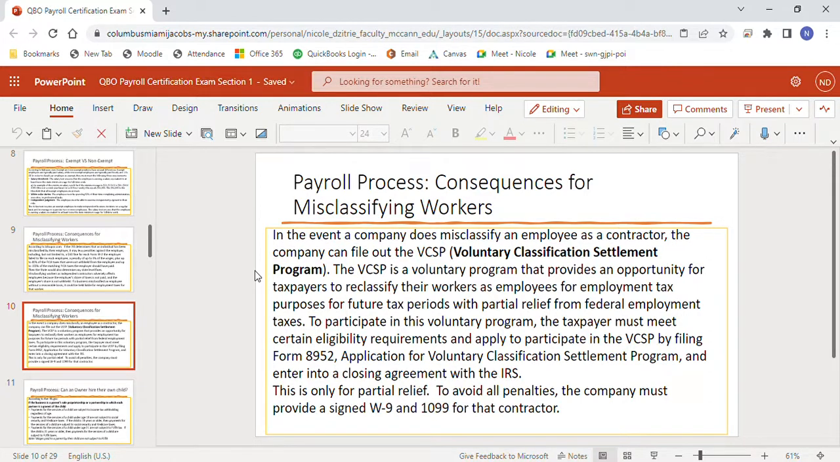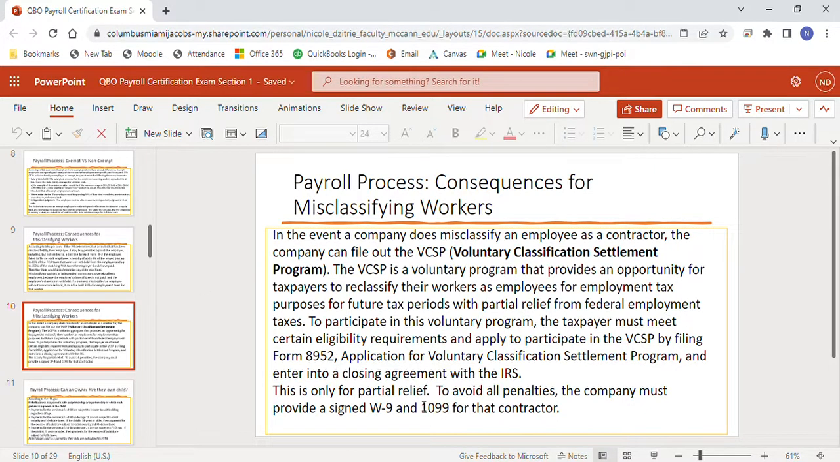And so what happens is this is a voluntary program that provides an opportunity for taxpayers to reclassify their workers as employees for employment tax purposes for future tax periods with partial relief from federal employment taxes. To participate in this voluntary program, the taxpayer must meet certain eligibility requirements and apply for participation in the VCSP by filing Form 8952. So there's nothing on the test questions on that. I just wanted to put that in there because I believe I did see it somewhere, but it's not on the test as of right now. So I thought I would just have that for your notes. This is only for partial relief.